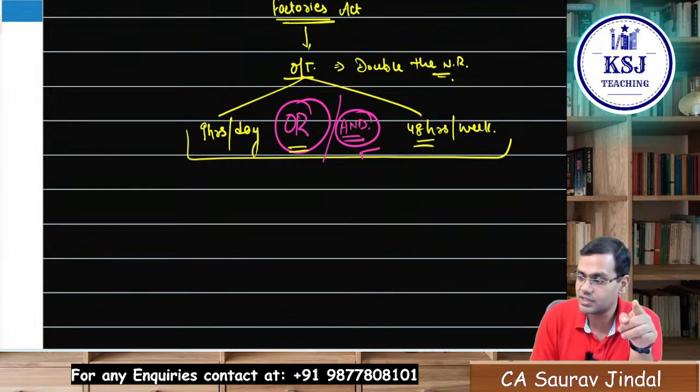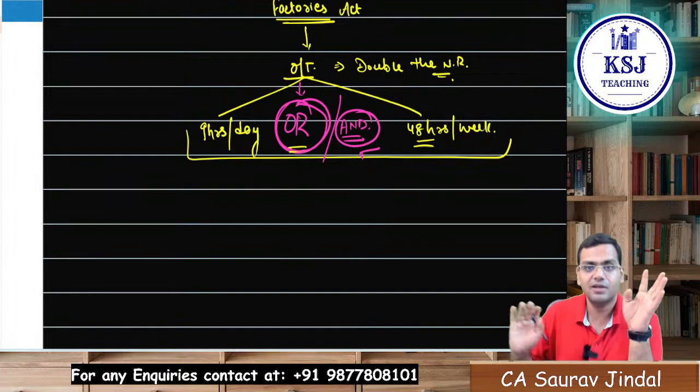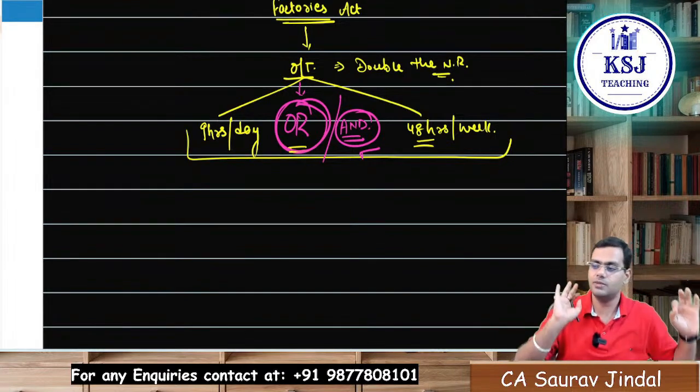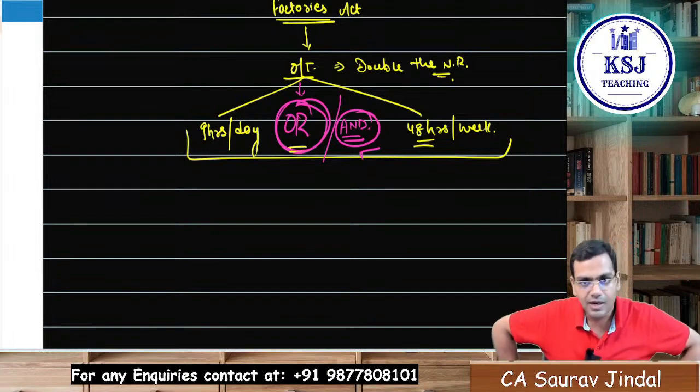Whereas the question says that you should be solving it by "or". The Factories Act says "or", and the question says solve it by the Factories Act, but they are providing the solution by "and". That was a problem.